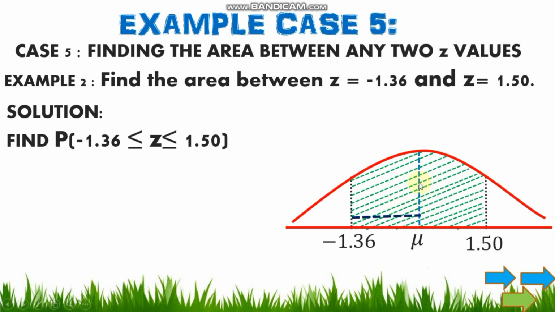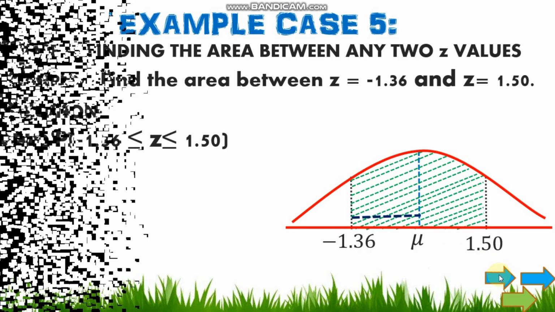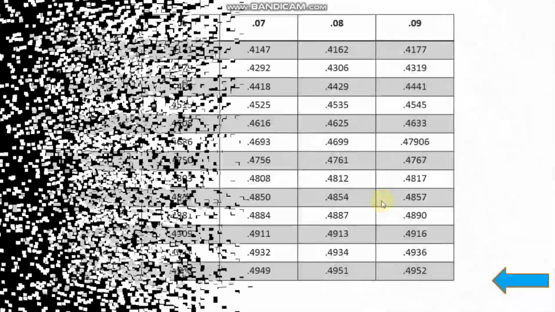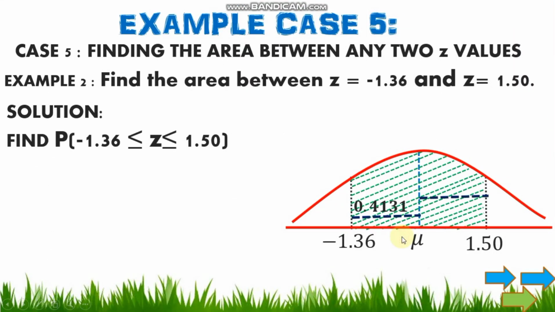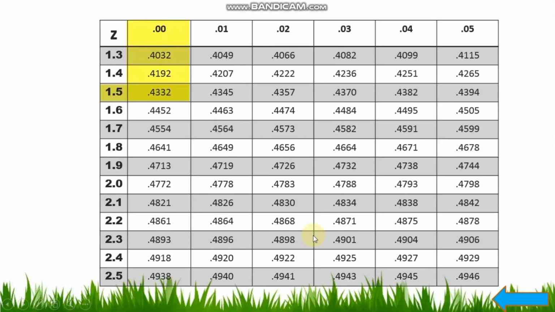We need to look at the area from the mean to negative 1.36. So, for 1.36 we have 1.3 and then plus 0.06, so we have 0.4131. And then we also have to look for the area of 1.5. The area of 1.5 is this one, 0.4332.